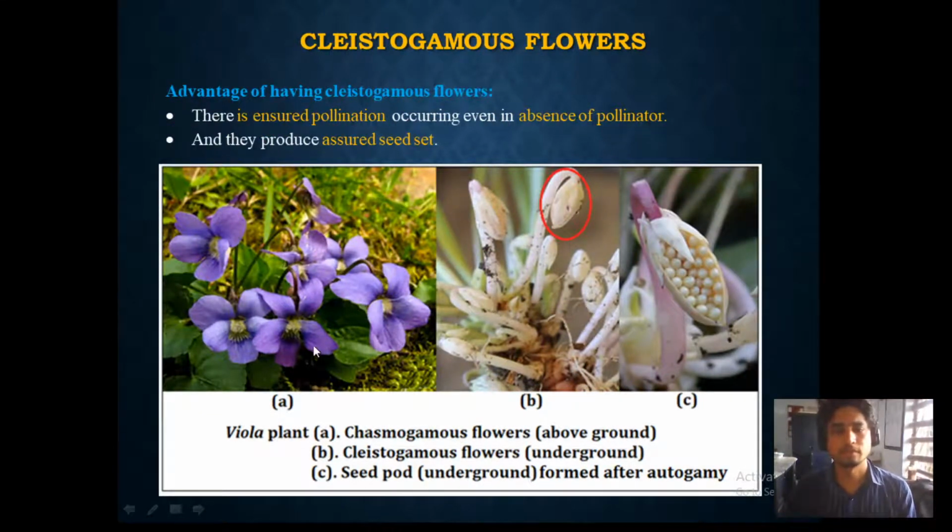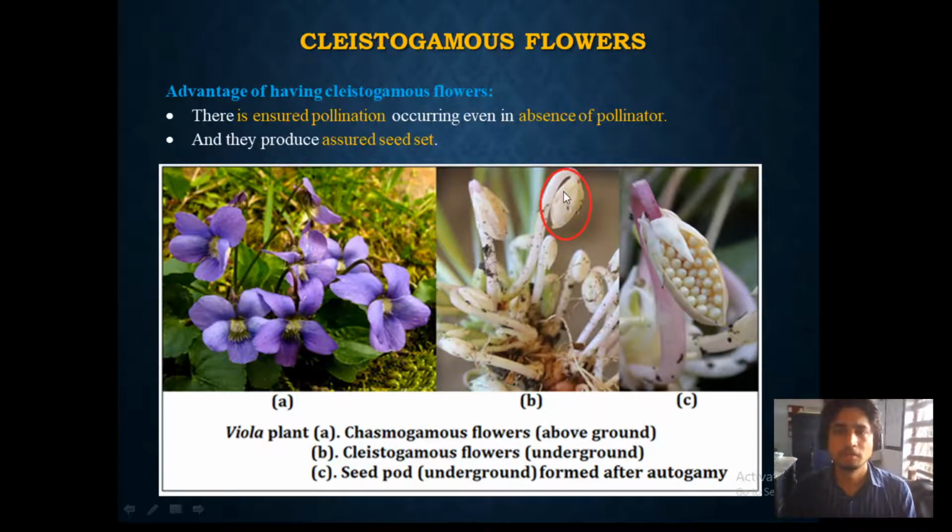chasmogamous and cleistogamous flowers. In the first picture you see chasmogamous flowers, and this is an example of viola, wherein the open flowers you can see here are like a normal flower. But the other one is cleistogamous flowers, which, if you see here, are like a bud. They are unopened flowers carrying both anther and stigma inside. So the pollen cannot escape, and the pollen grain definitely lands on the stigma of the same bud, within the same flower. So here there is ensured pollination.